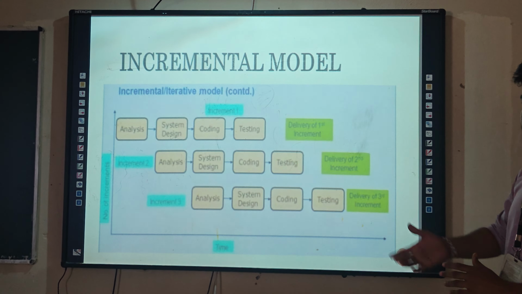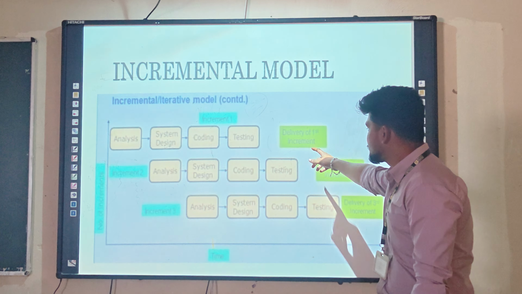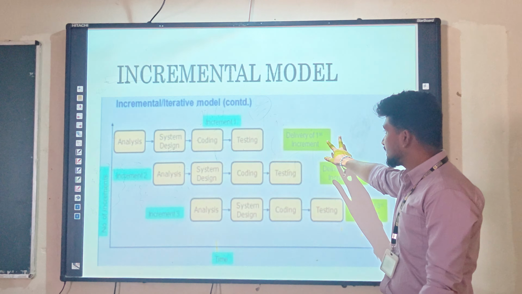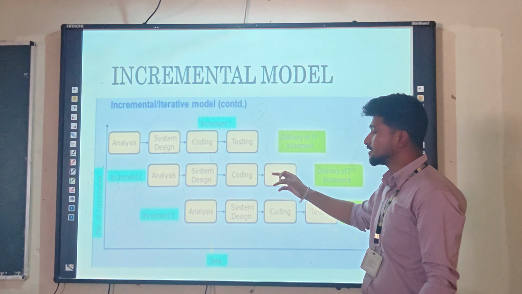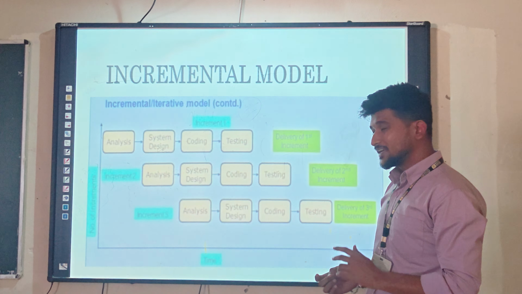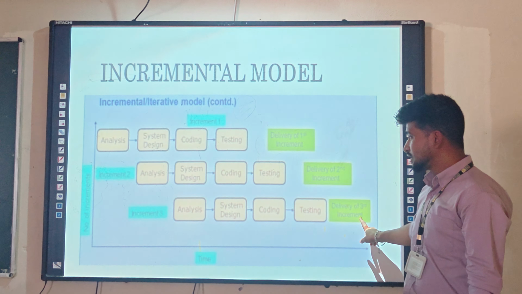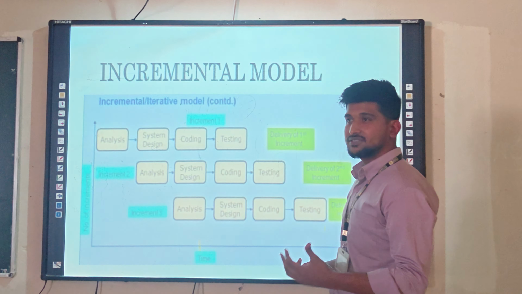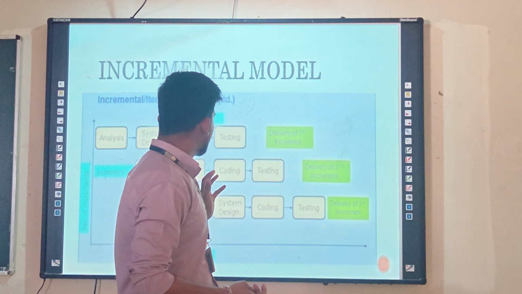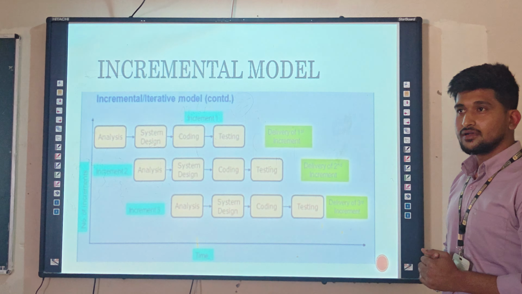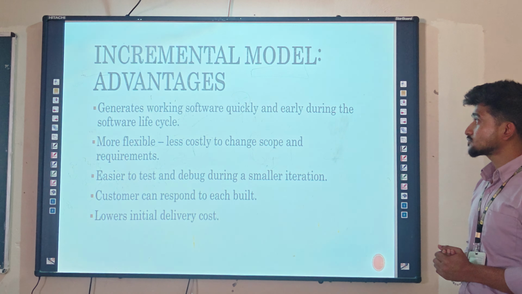This is an incremental model. First is the delivery of the first increment, in which we make a basic product. After that, the delivery of the second increment, in which we do analysis, system design, coding, and testing. All the steps are the same, but we make an updated product with some updates. And with the delivery of the third increment, with time and technology updates, for example 4G, 5G, we can take Facebook versions and Instagram versions as examples of this incremental model.